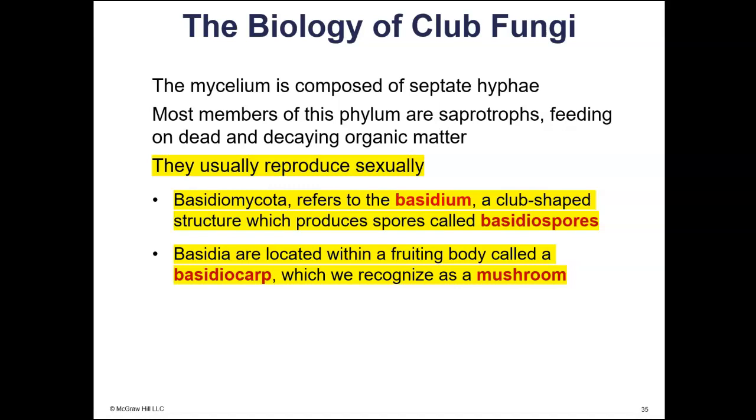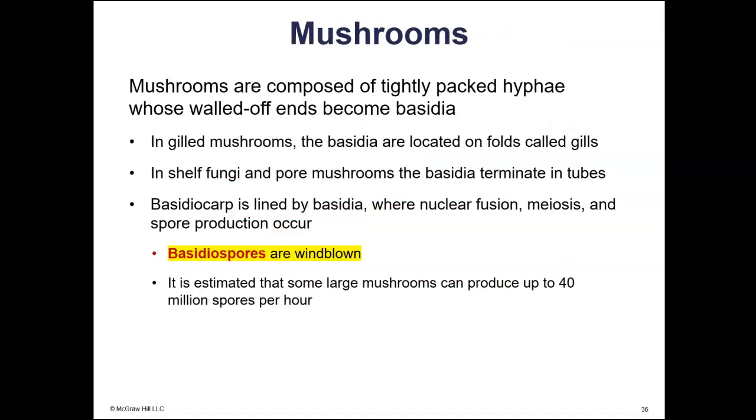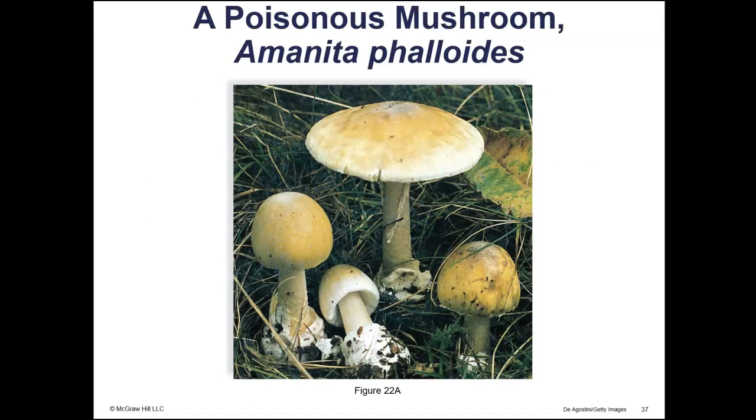They can reproduce sexually and they use basidiospores. The fruiting body is the basidiocarp. We recognize that as a mushroom. The spores are windblown. And here's a picture of a poisonous mushroom. A lot of your poisonous mushrooms are white in color.